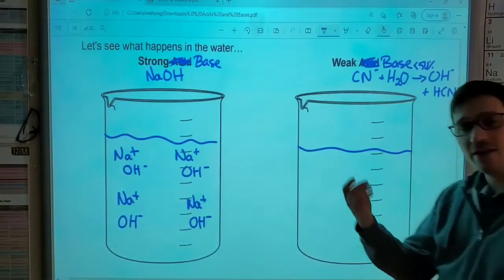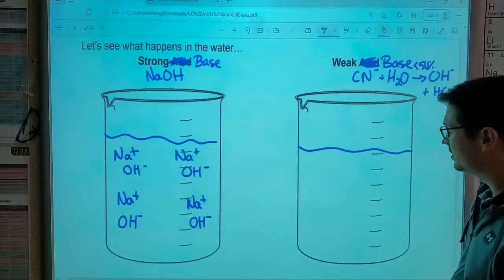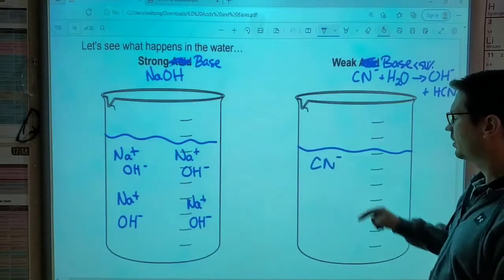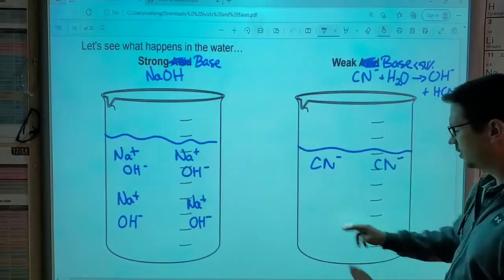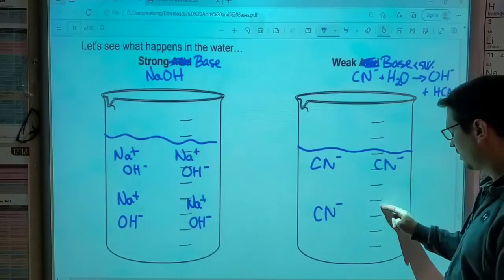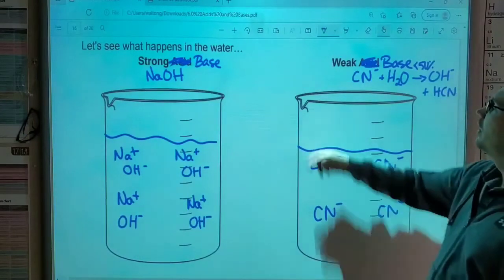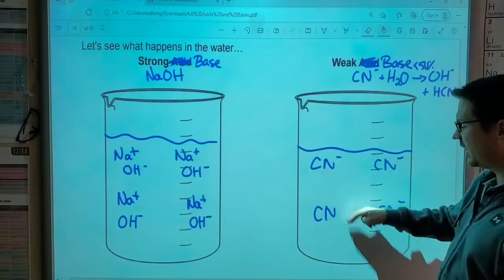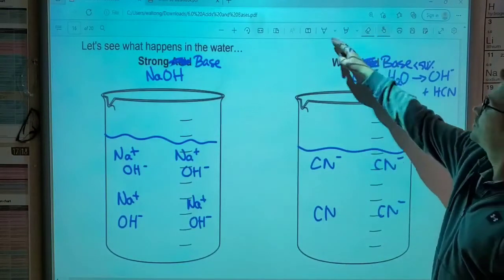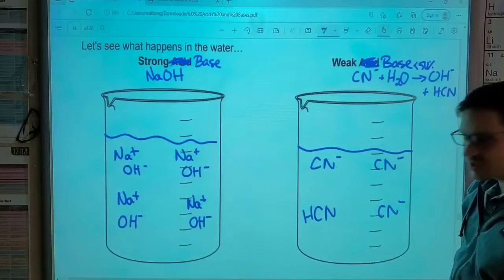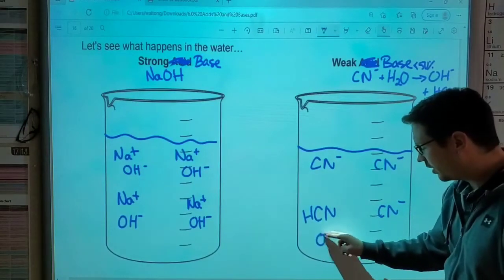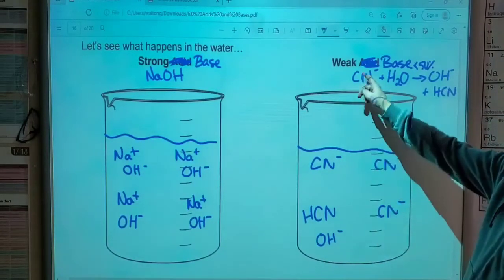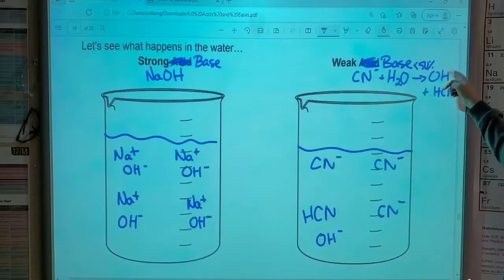So I'm going to add 4 cyanide ions: 1, 2, 3, 4. And only one of them, right, less than 50%, is going to react. So one of them turns into HCN and then OH minus. The CN minus reacted with the water and turned into OH minus and HCN.